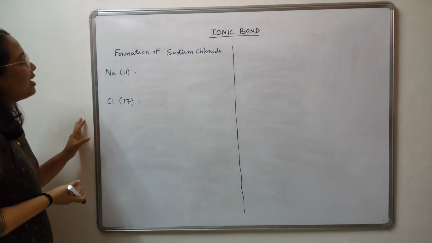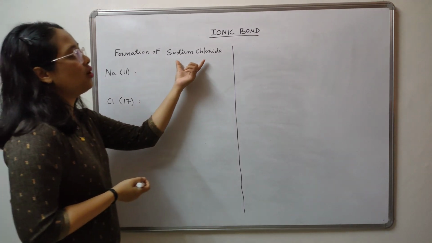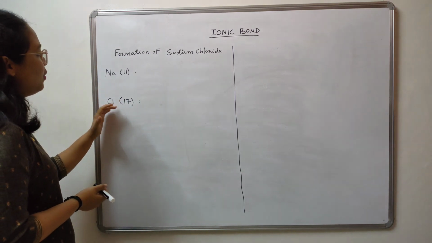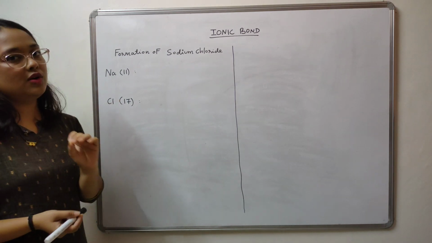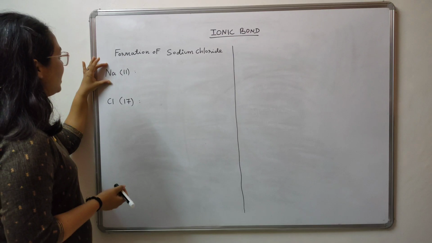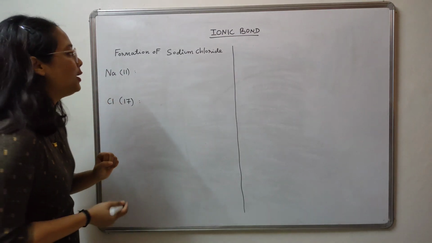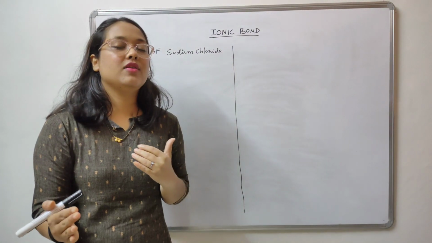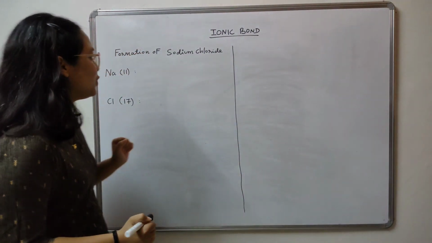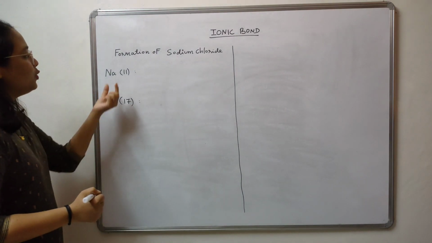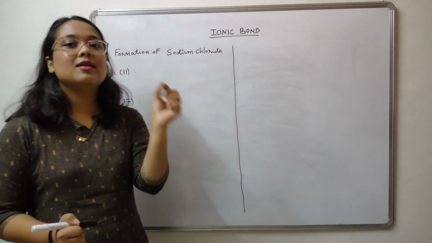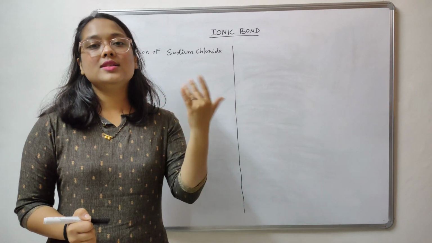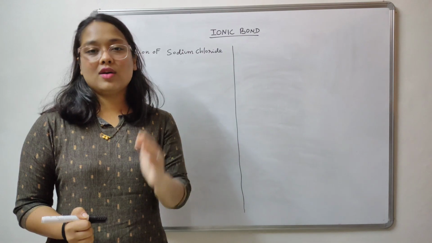So here we have an example of NaCl, which is sodium chloride. Sodium is playing the role of a metal, whereas chlorine is playing the role of a non-metal. So we have a metal and a non-metal. Now how do we show the formation, or how do we show transfer of electrons and acceptance of electrons? In order to answer that, we need to focus on the atomic number of the atoms we are using. Atomic number is basically the electronic configuration.